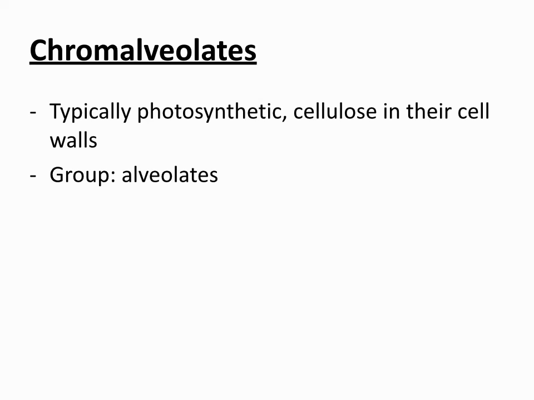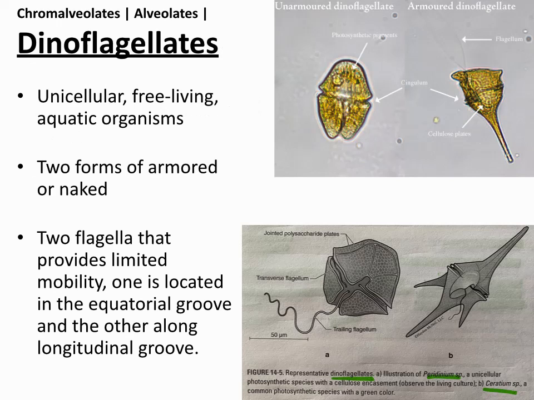Organisms within the chromalveolate clade are typically photosynthetic and have cellulose in their cell walls. Within this clade, dinoflagellates belong to a diverse group of protists called alveolates. Dinoflagellates are unicellular, free-living aquatic organisms. They have 2 forms which can be armored or naked.